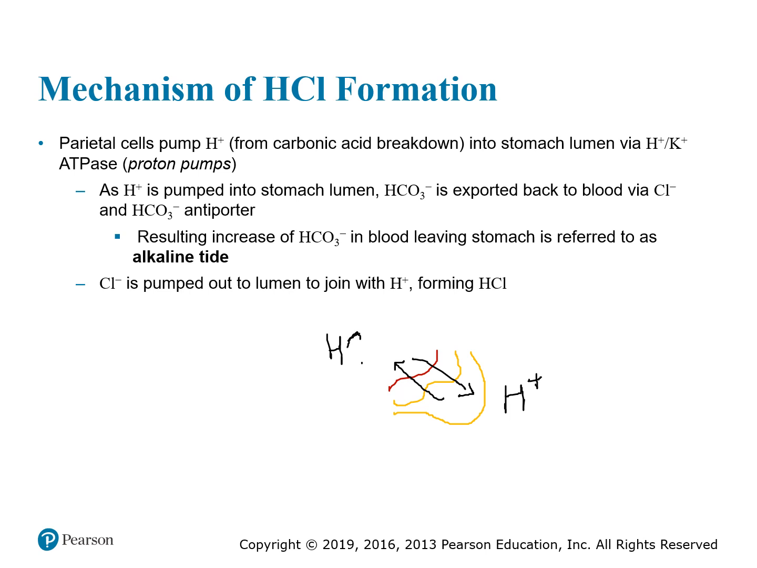And the chloride is pumped into the lumen, and that chloride joins with the hydrogen ion to form HCl. So this is the bicarbonate ion. It is coming out and the hydrogen is taken in. So this blood vessel, when it passes through the stomach, becomes very alkaline. This is known as alkaline tide.